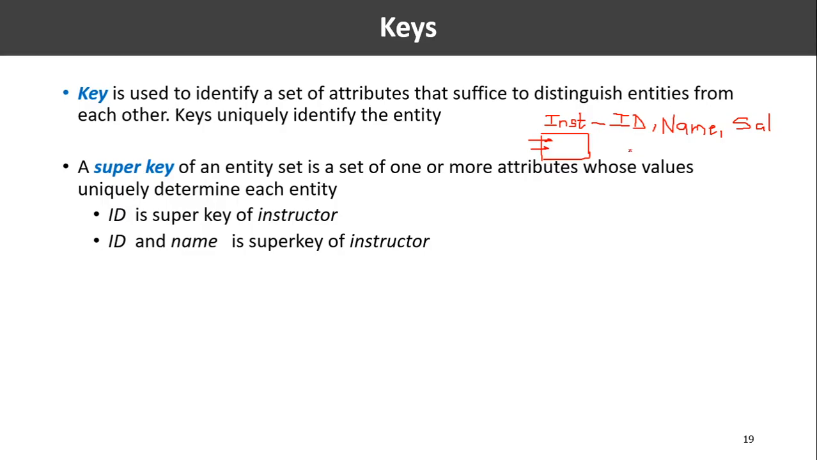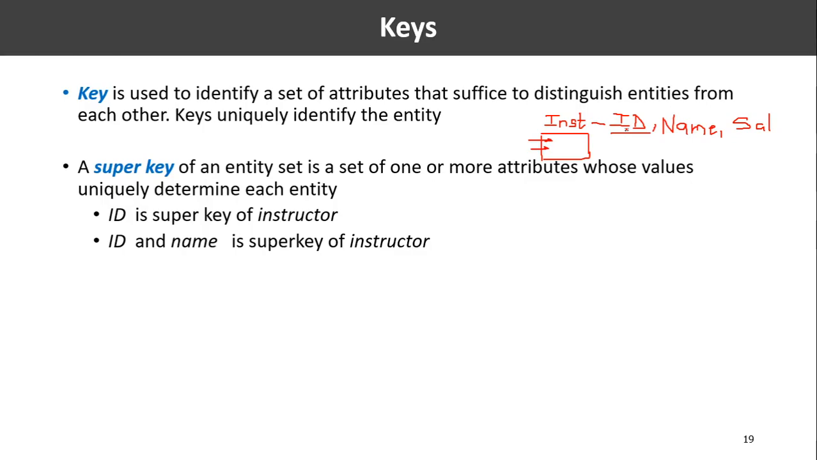So I need to identify the attribute that stores a unique value for every instructor. For example, if I consider ID, can ID distinguish two entities? Can ID differentiate two entities? Yes, because we are assuming that every instructor has a unique ID, and that is why we may say that ID can be a key for this entity set instructor.